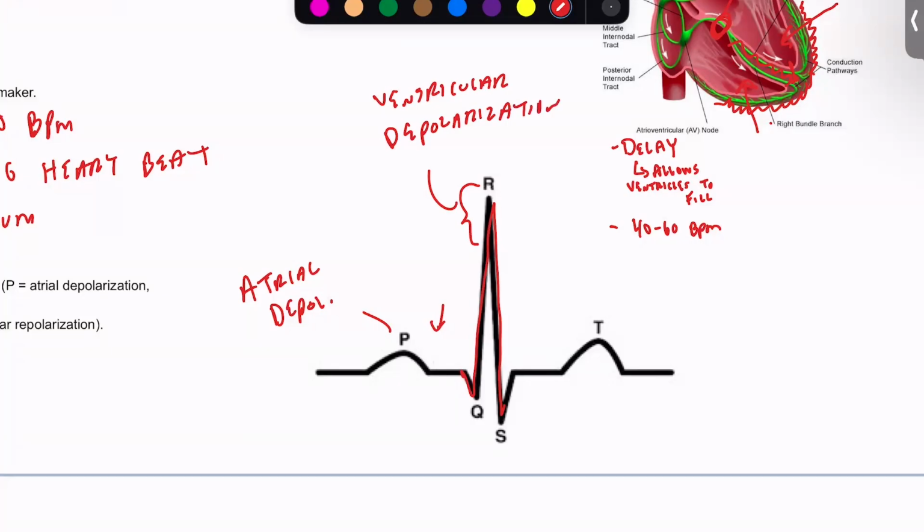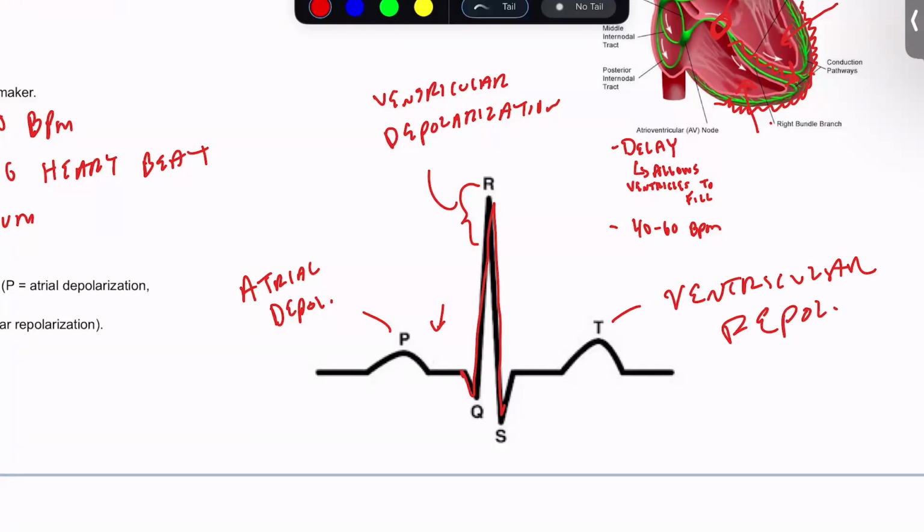Okay, and that's why the signal is so much bigger, because we have all that ventricle muscle, that ventricular myocardium, and we're having to send an electric impulse through that, and it takes a lot. So that's why the wave is so much bigger than the atrial one. And then finally, we have the T wave. This is for our ventricular repolarization. So this is where the ventricles reset electrically for the next beat.